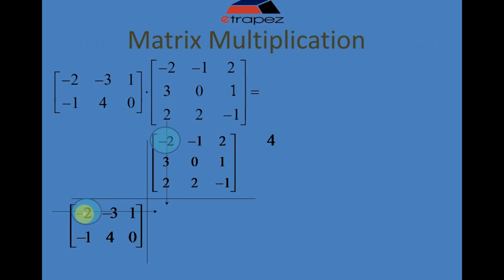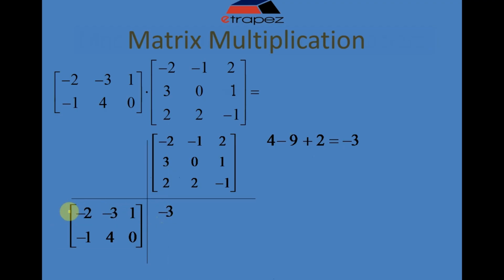So let's get started. -2 multiplied by -2 is 4. I'll be writing down the results of these multiplications on the side. Next, -3 times 3 is -9. I write down -9 here. Next, 1 times 2 is 2. I write down +2 here. Finally, I sum these numbers. 4 minus 9 is -5, +2 is -3. And I write this -3 here at the intersection of this row and this column.